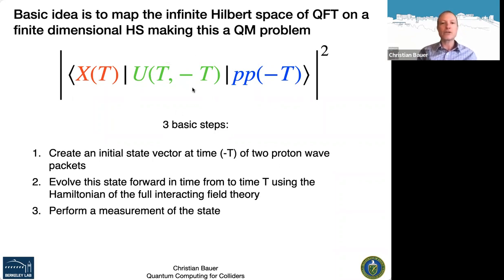Let's assume I can do that. Then I have the evolution operator, which is a matrix. I do a matrix multiplication of that state with the evolution matrix, and then I dot it into the state vector of this final state X, and I take the overlap, which gives me a number. The square of that number is the probability. Okay, sounds really easy. So what is the problem here?